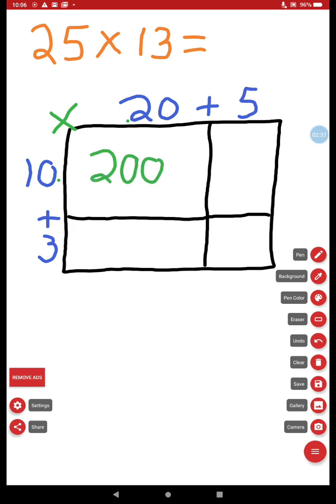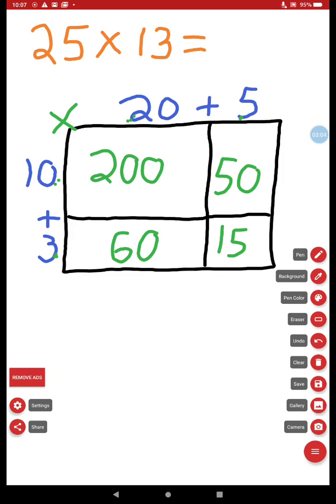All right, now ask yourself, what's 10 times 5? 10 times 5 is 50. Good. 20 times 3. Very good, that's 60. And now finally, 3 times 5. Well, that's 15.